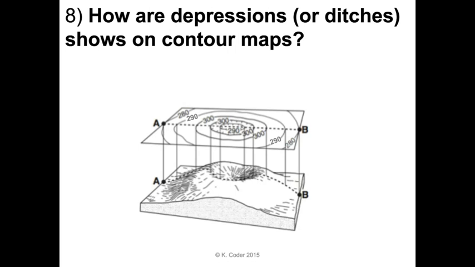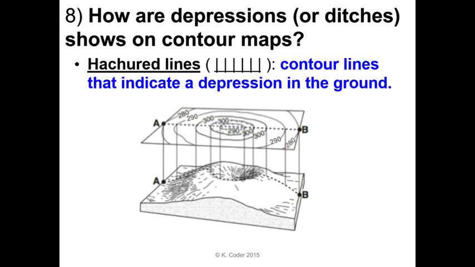Now, a depression or a ditch could also mean something like a volcano or a big hole in the Earth's surface where there is an unusual decline in elevation. So hatched lines, like the symbol that you see next to it, are contour lines that indicate a depression in the ground. Another word for depression would just mean a decrease in elevation, a decrease in the Earth's surface.